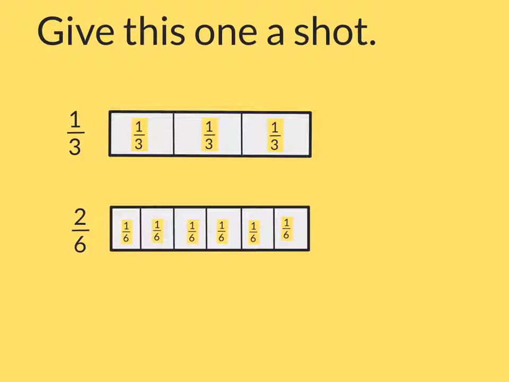Try giving this one a shot. Are 1/3 and 2/6 equivalent? So what do we do first? We shade in 1/3 of the whole. Remember, this is the whole. Let's shade in 1/3. Now we need to shade in 2/6 of the whole to see if these will be equivalent. We will know if they end up being the same size. And they are the same size, so we know they are equivalent.